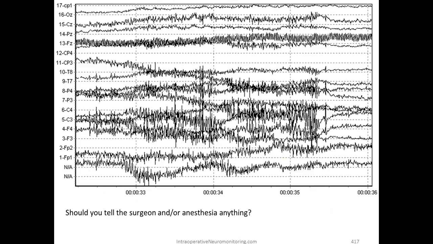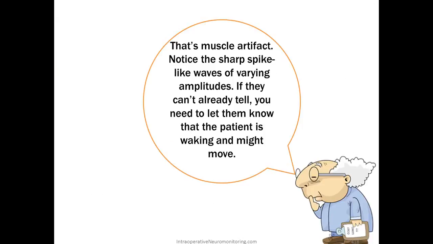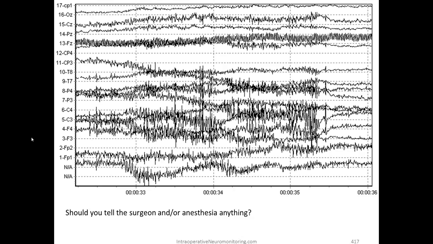Okay, we're back. That's muscle artifact. Note the sharp spike-like waves of varying amplitudes. If they can't already tell, you need to let them know the patient is waking or might move. We're starting to see some of this activity that's more prominent in the frontal areas. You've got that huge frontalis muscle. It's giving off a lot of facial expression and a lot of EMG activity. So this could be an early sign that the patient is not as deep as you would like them to be. Or the patient's waking up and the surgery's over and you say, hey, patient's about to wake up.